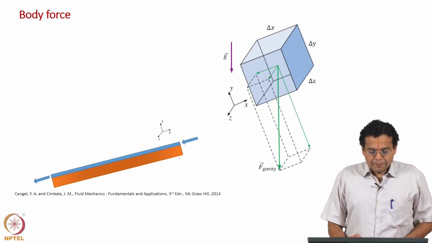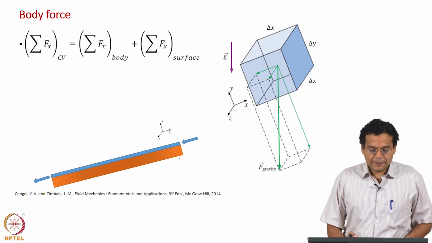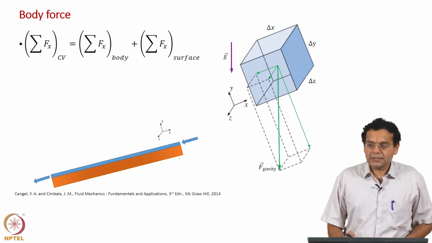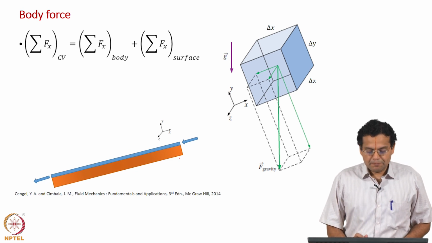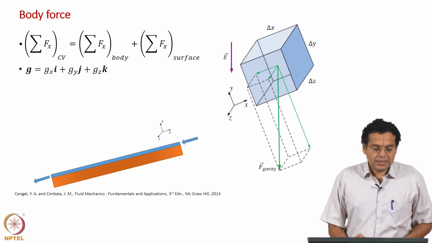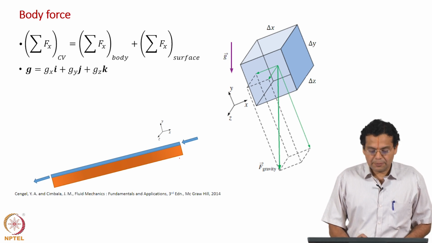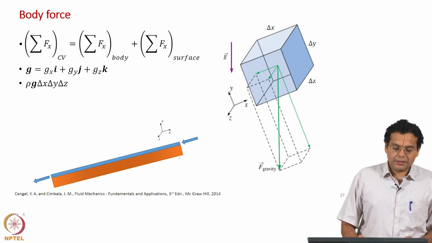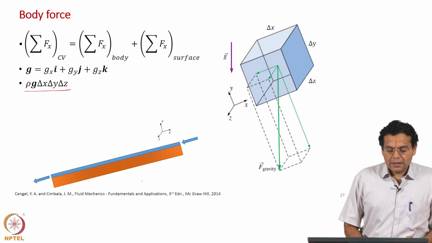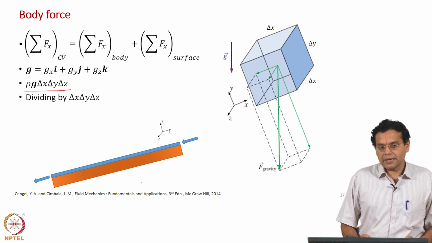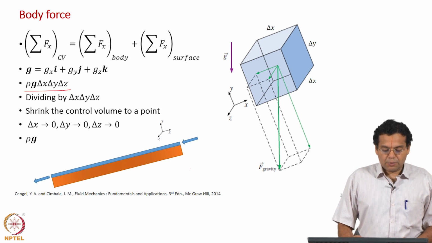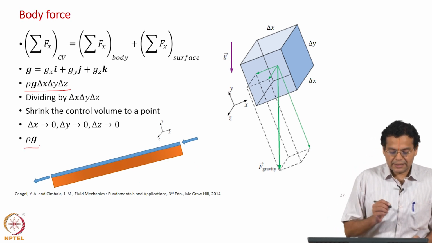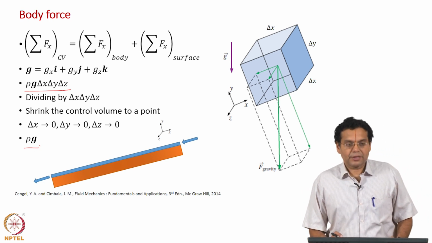Now, on the right hand side we discussed only the body force. The right hand side is the sum of forces acting on the fluid, and they are body force and surface forces. We discussed the body force. We also discussed that the body force can have all the x, y, z components, and we wrote the expression for the body force and divided by delta x, delta y, delta z, just like the left hand side, and shrank the volume to a point, and we got the body force per unit volume on the right hand side. So, this is a quick recap of what we had done earlier.